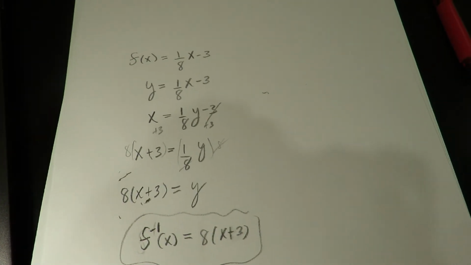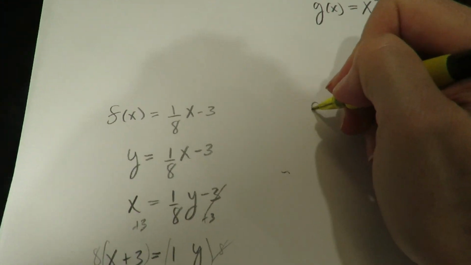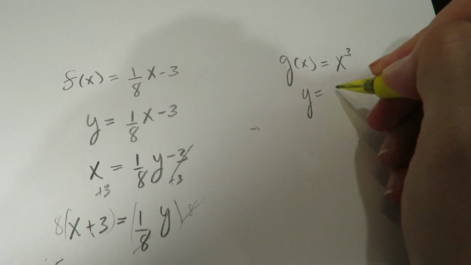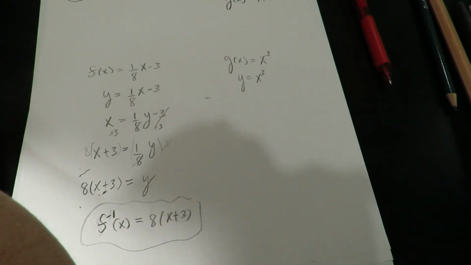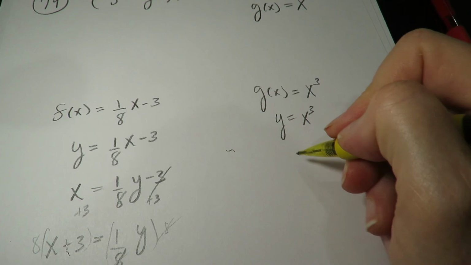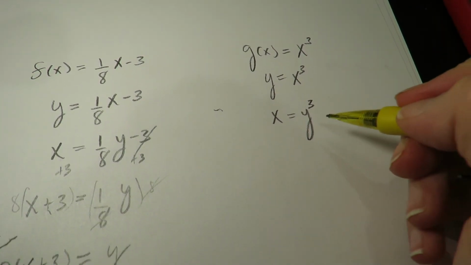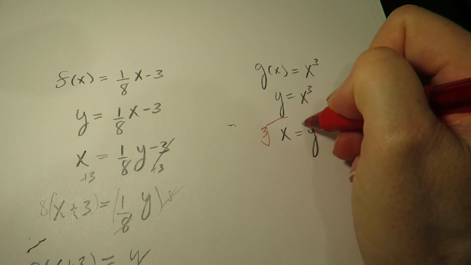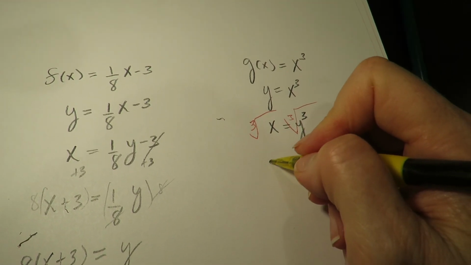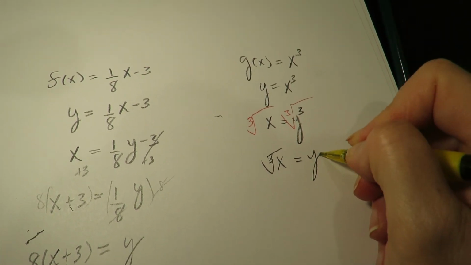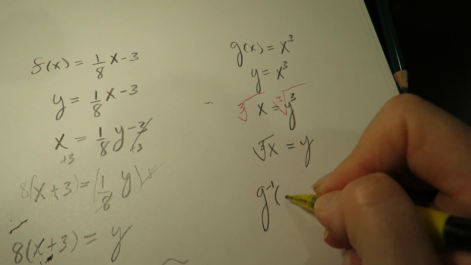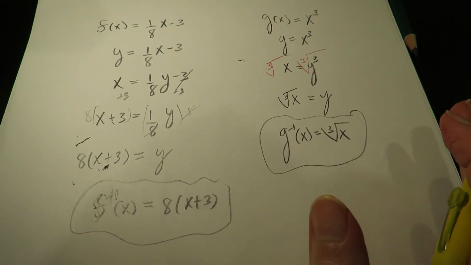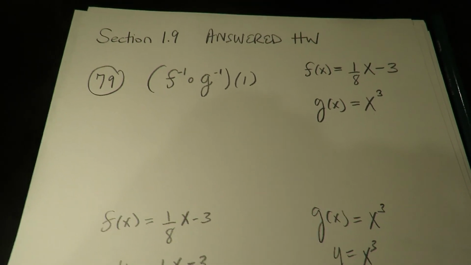Alright, so we got f inverse. Now we're going to do the same thing for g. So here's g. I'm going to temporarily replace g with y, and swap x and y. I'm going to isolate y, which means I need to take the cube root. I'm going to now label it as g inverse. Now those are the inverses that we're going to use when we do this problem up here.